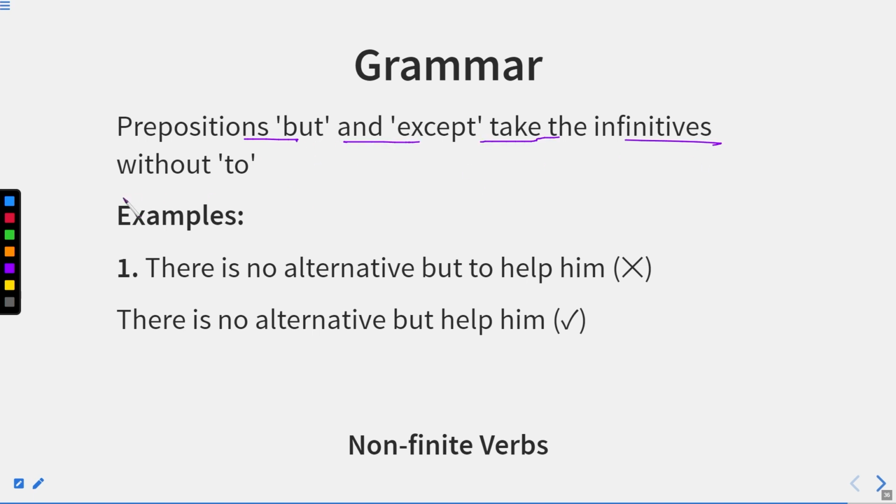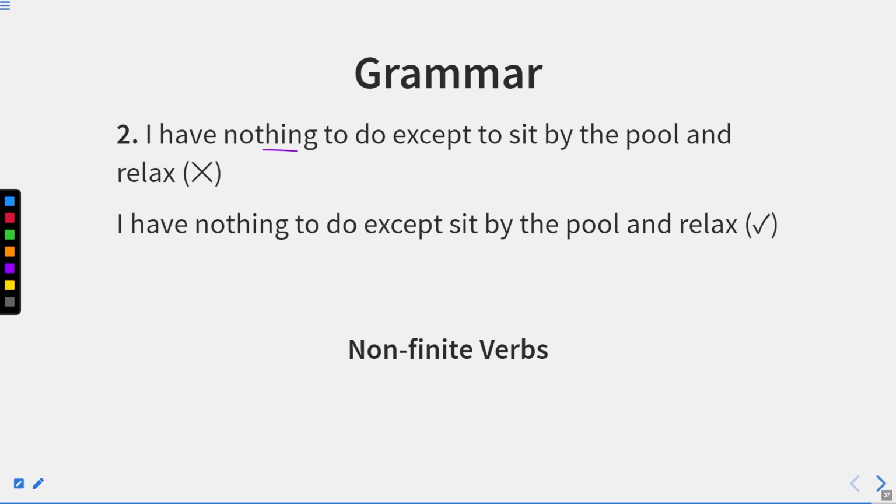Prepositions but and except take infinitives without to. Again, if there are prepositions like but and except, after these we have verb first form but not to. There is no alternative but to help him. So to is incorrect. It should be replaced with there is no alternative but help him. So he has only one choice, that is to help him. I have nothing to do except to sit by the pool and relax. So again, because except is coming here, we cannot add to. The correct sentence will be, I have nothing to do except sit by the pool and relax. Now, by the pool refers to near the pool or beside the pool.